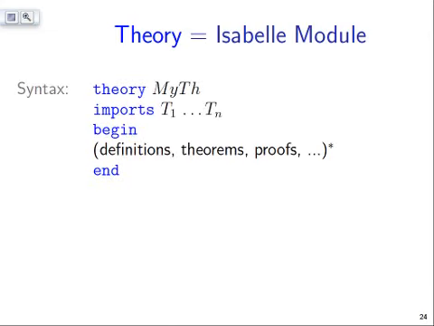Keyword theory, then the name of your theory, then the imports list, all the other theories that you're building on, and then between begin and end, you have a list of definitions, theorems, and proofs, because there's also other stuff, but the Holy Trinity is definition, theorem, proof. And this is, of course, where we'll spend most of our time explaining how to write definitions, how to write theorems, how to write proofs.